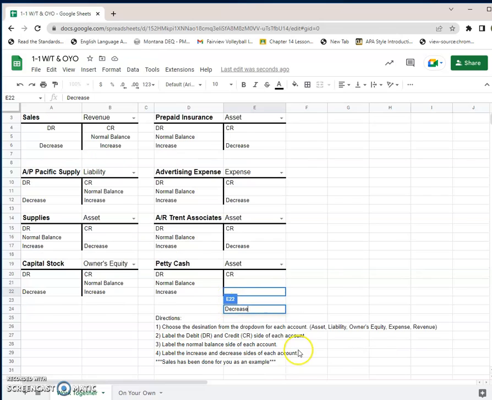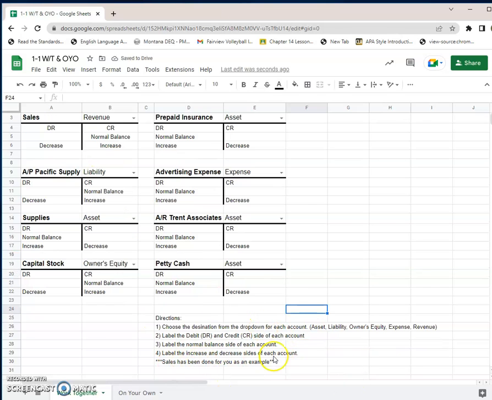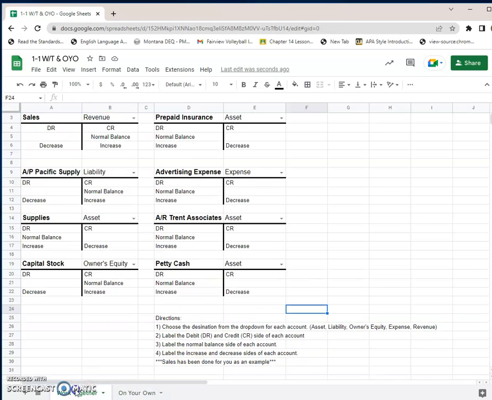So that should be the end of this work together problem. And you should be able to, in the same way, do these on your own by yourself. Okay?